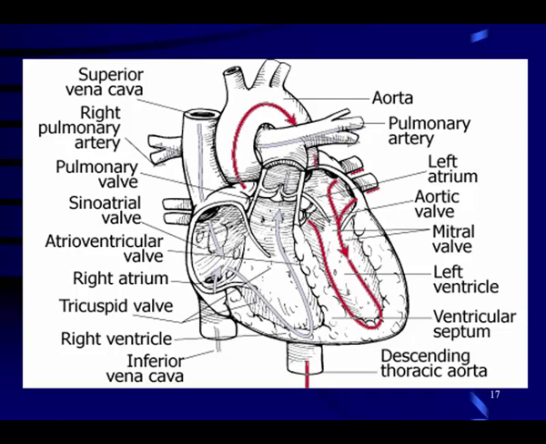So looking at this picture again, you can trace the pathway of blood through the heart. It goes into the right atria, through the tricuspid valve to the right ventricle, through the pulmonary valve to the pulmonary artery, goes to the lungs, picks up some oxygen, comes back via the pulmonary veins to the left atrium, goes through the bicuspid valve into the left ventricle, through the aortic valve and out the aorta to the body.